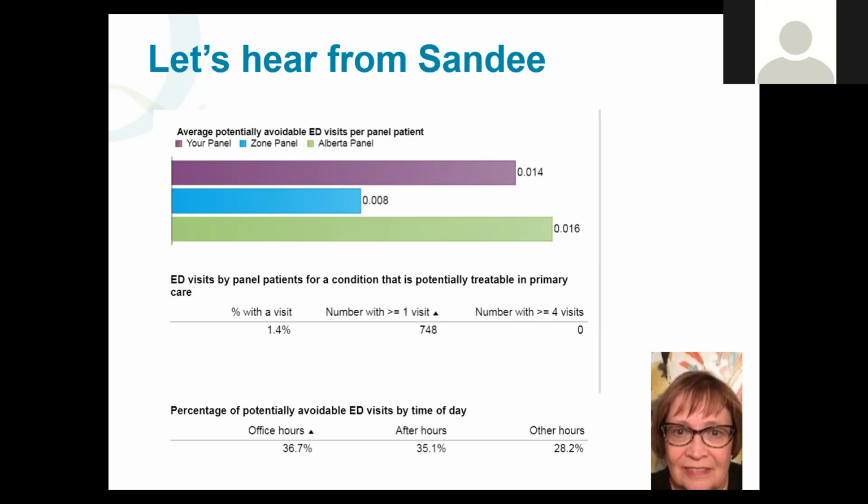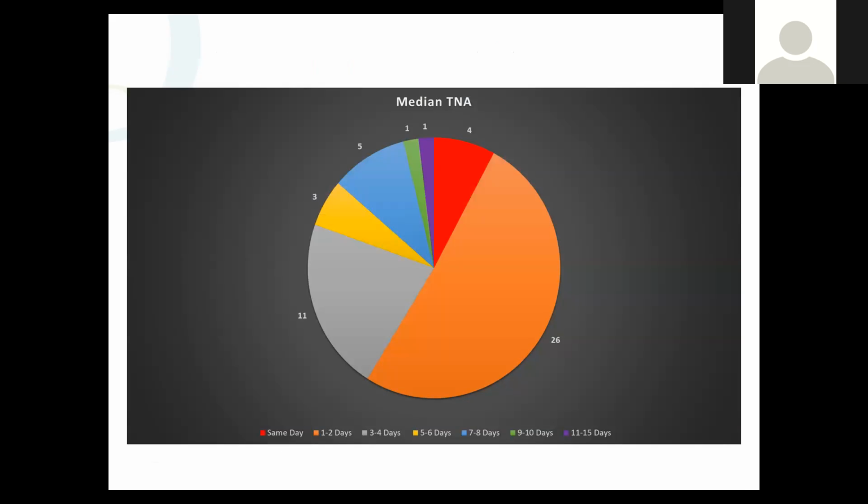And so then I really had to say, okay, why is that? So I took that and I actually started looking at our third next available, because I thought in our PCN we measure third next available and it looks pretty good.